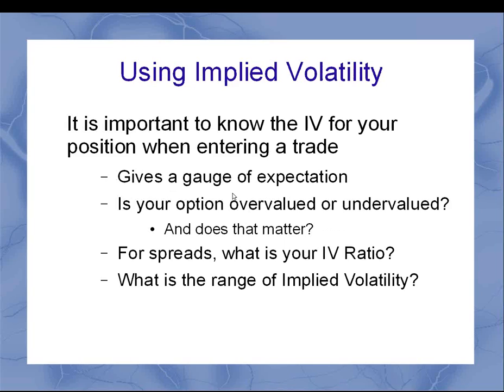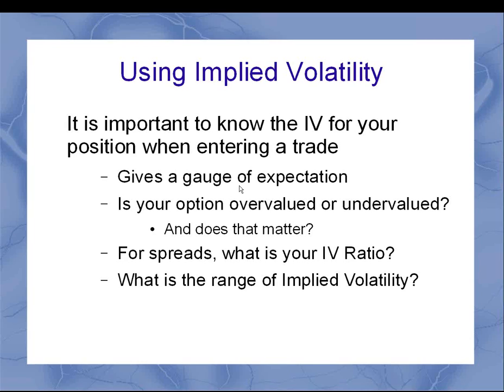For spreads, a lot of investors tend to compare the IV ratio, especially for calendar spreads and credit spreads. What is the implied volatility of my short option compared to the implied volatility of my long option? And then something that's probably a little bit more important, if you're speculating on market movements one direction or the other, is the percent implied volatility range, meaning where is the implied volatility of my option now compared to where it has been over the life of the option?